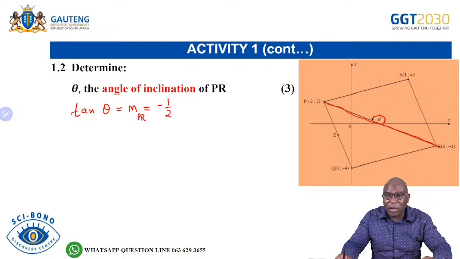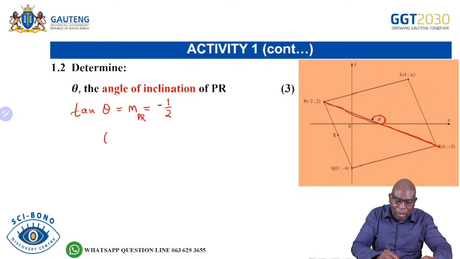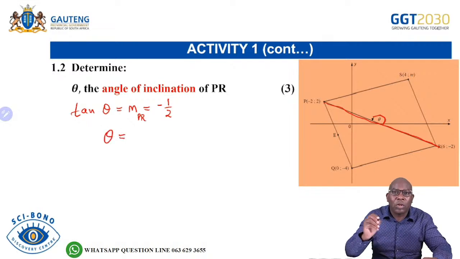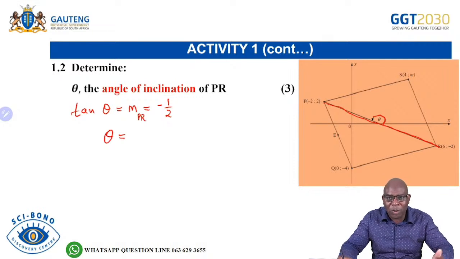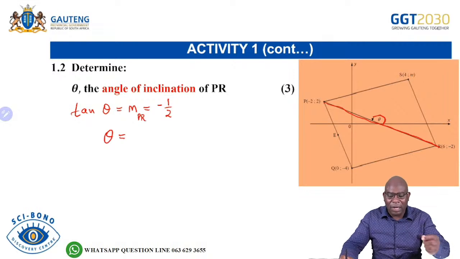Okay, so now we need an angle. Remember, we go to our calculators. Make sure that you know how to use a calculator. If you don't know, please ask your teachers and your fellow learners. How do I then get to theta? I go to shift, press tan, and then I press half. Please do not press -half. I'll tell you why just now.